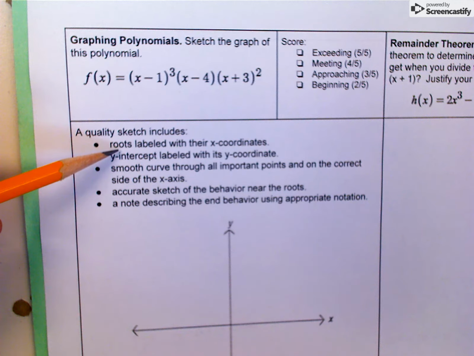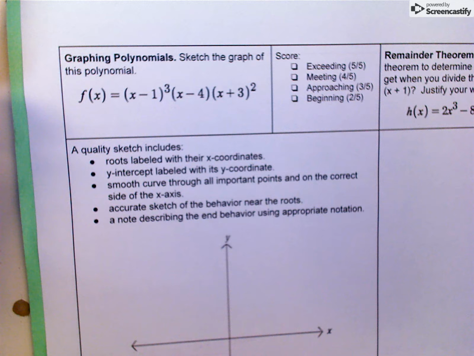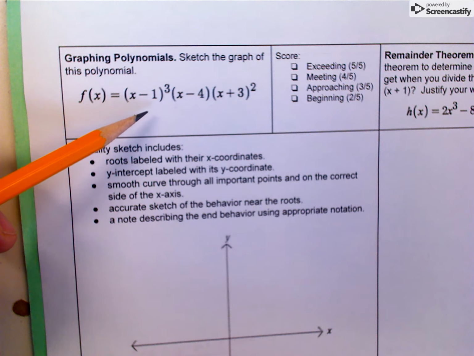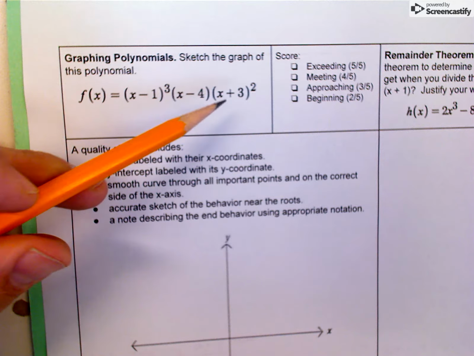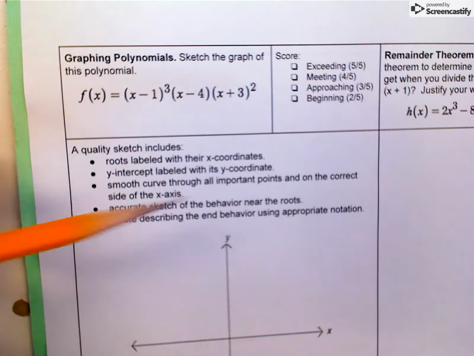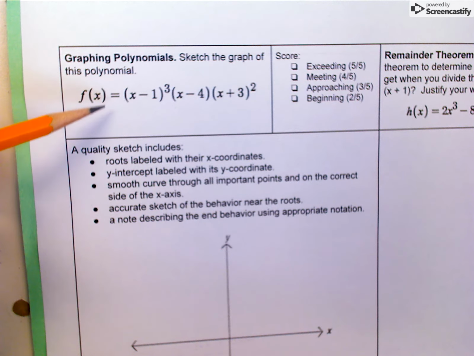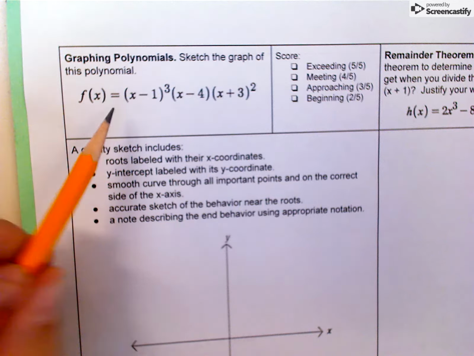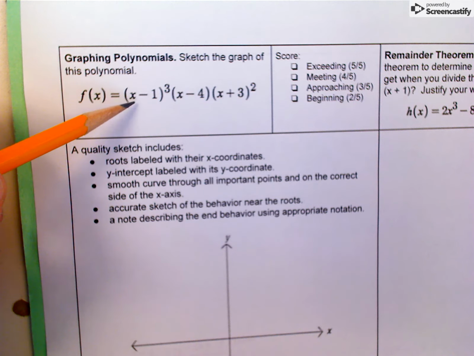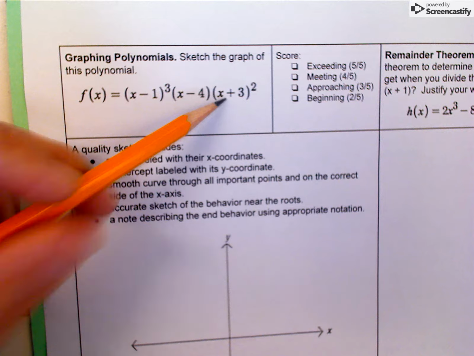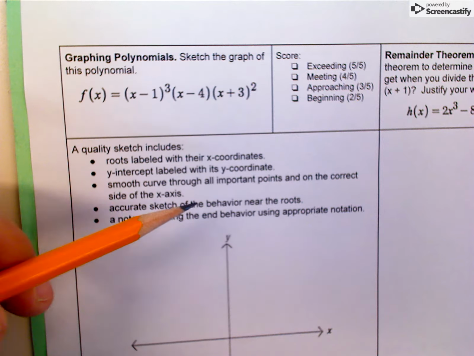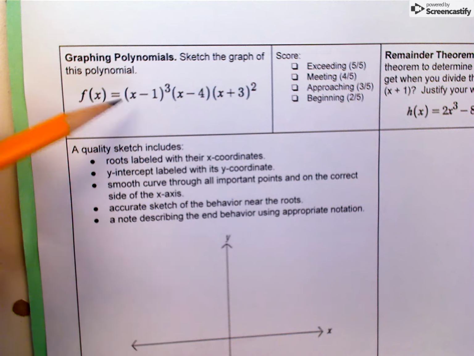I want to find the roots of this polynomial and then label them with their x coordinates. And the roots are the values of x that cause the function to be 0. Using the zero product property, we can see that if any one of these factors is equal to 0, then the entire right-hand side is equal to 0, which makes our function equal to 0. You should notice, just by inspection, that x equal to 1, x equal to 4, and x equal to -3 are the values that cause this function to be equal to 0.